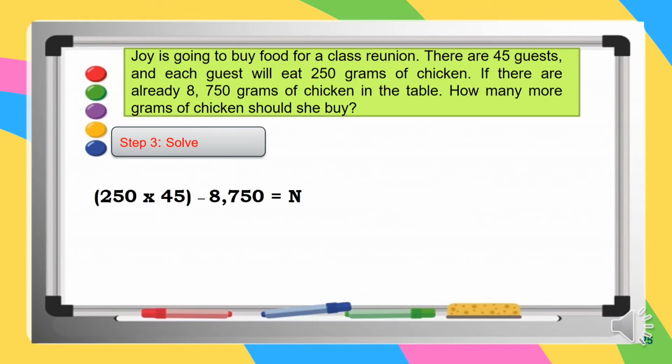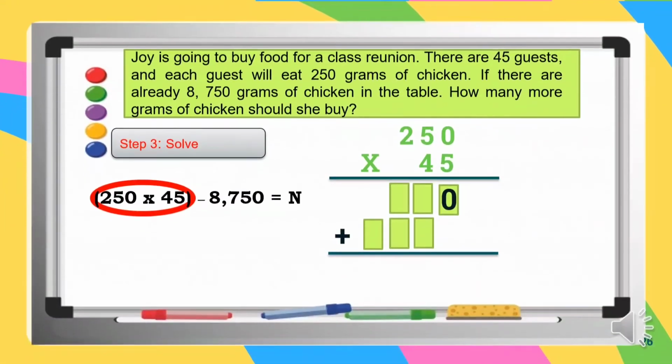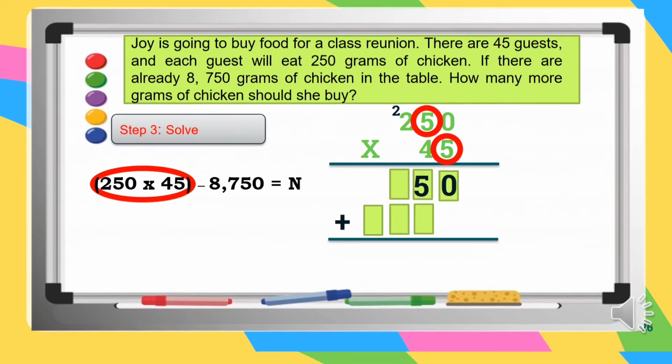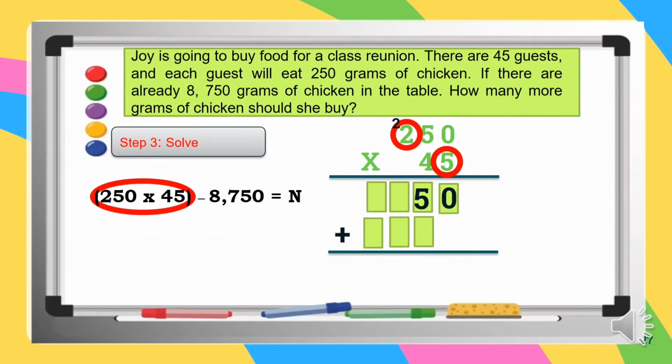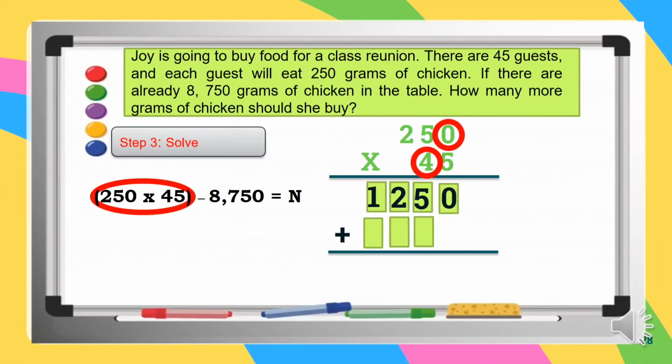So let's multiply 250 and 45. So 5 times 0 is equal to 0. 5 times 5 is equal to 25. Carry 2. 5 times 2 is equal to 10 plus 2 is equal to 12. Our first partial product is 1,250. Next is, let's multiply 4 and 0.